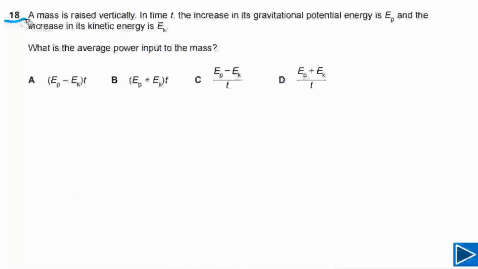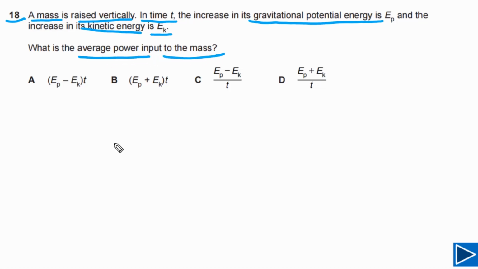For question number 18, it is given to us that a mass is raised vertically. In time t, the increase in its gravitational potential energy is Ep and the increase in its kinetic energy is Ek. What is the average power input to the mass? First we need to understand what average power input is. Average power input is equal to the total change in energy of the mass divided by time taken.